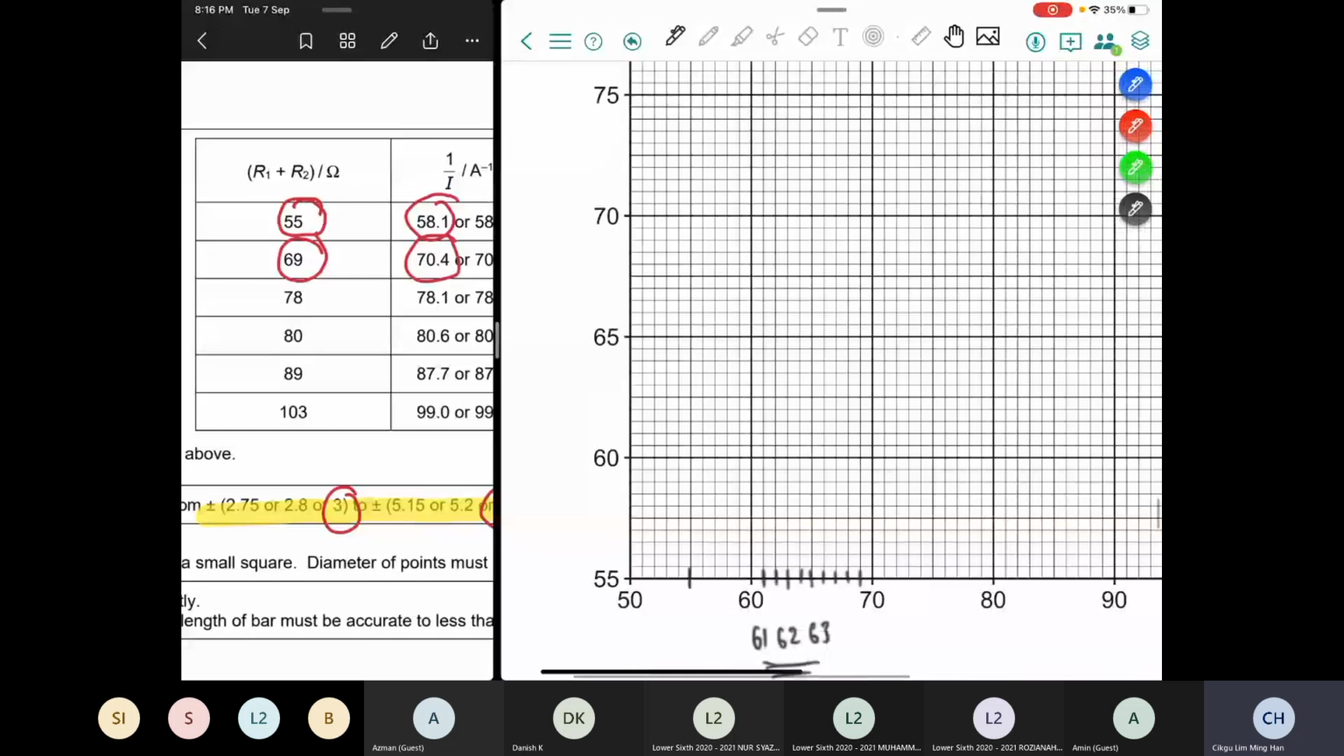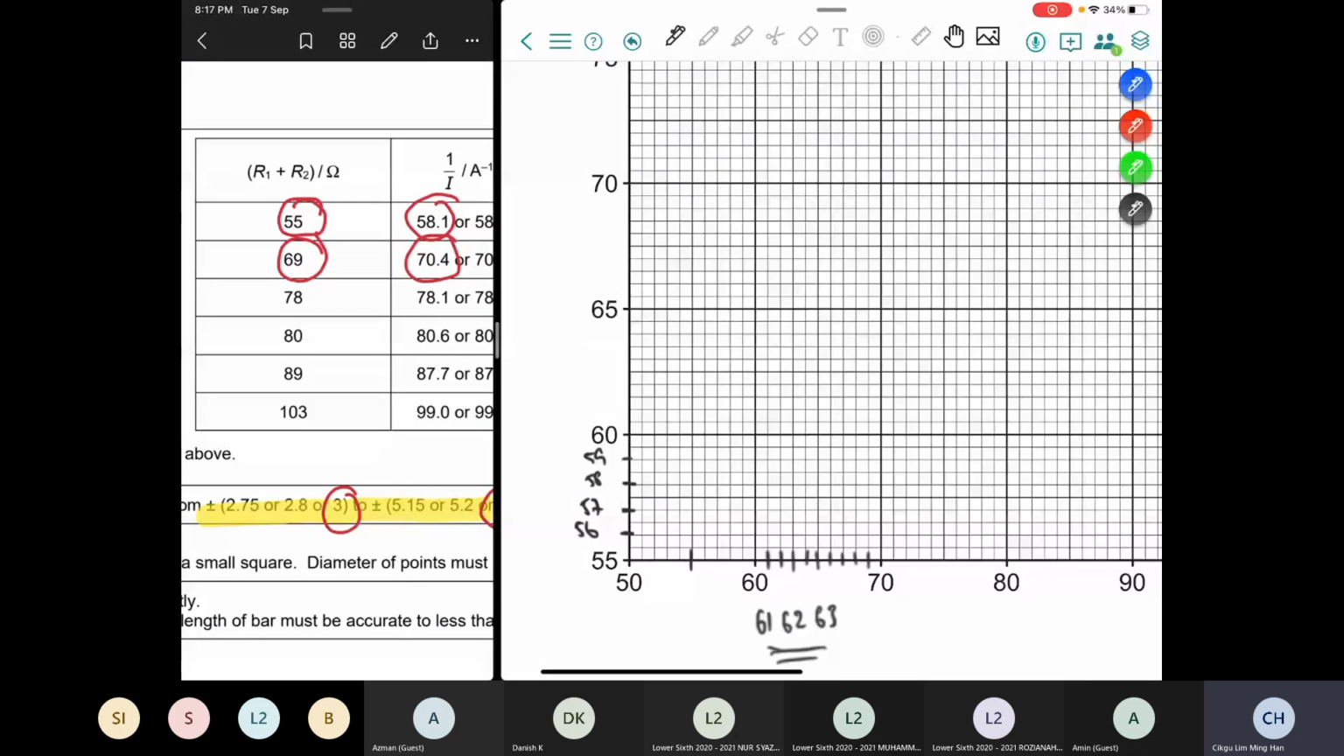So this one is 56, 57, 58, 59. As you can see, for 0.1, we actually cannot do a 0.1. We can only choose 58, yeah. So 58 will be the best choice. So we have to choose 55 and 58. And the error bar just now is 3, so it's 1, 2, 3. So we have an error bar like this, yeah.